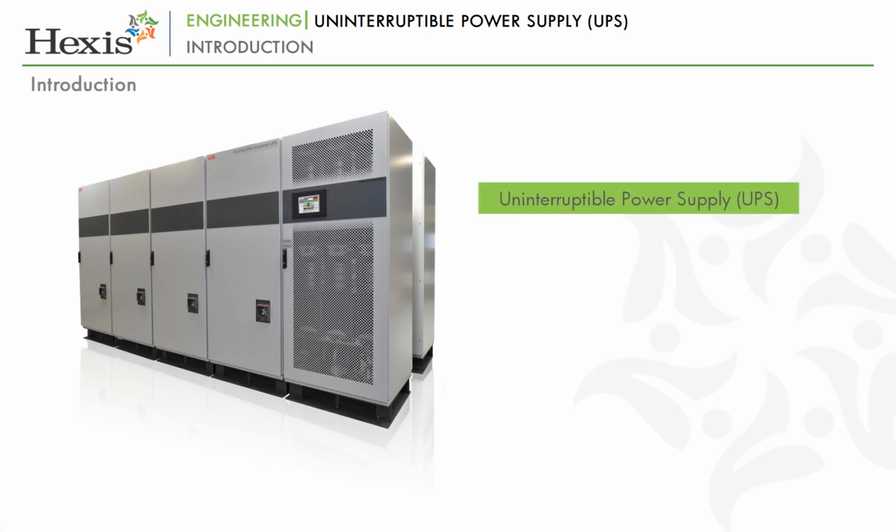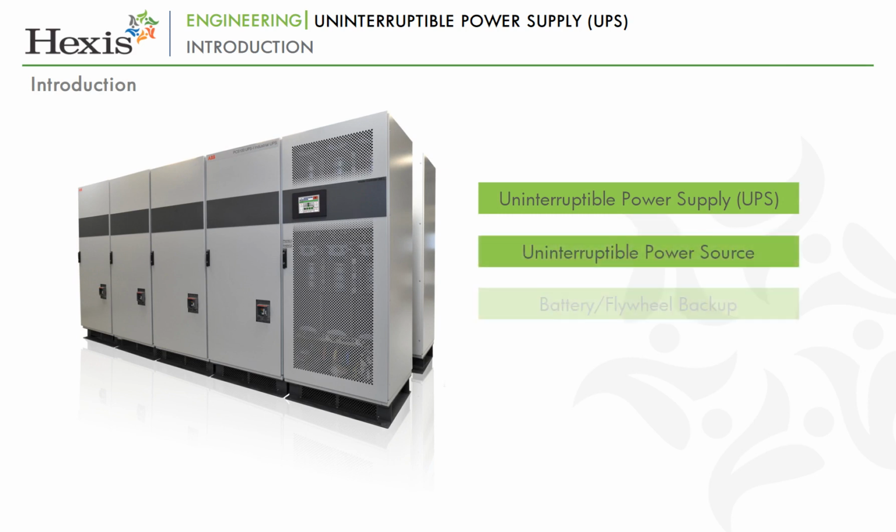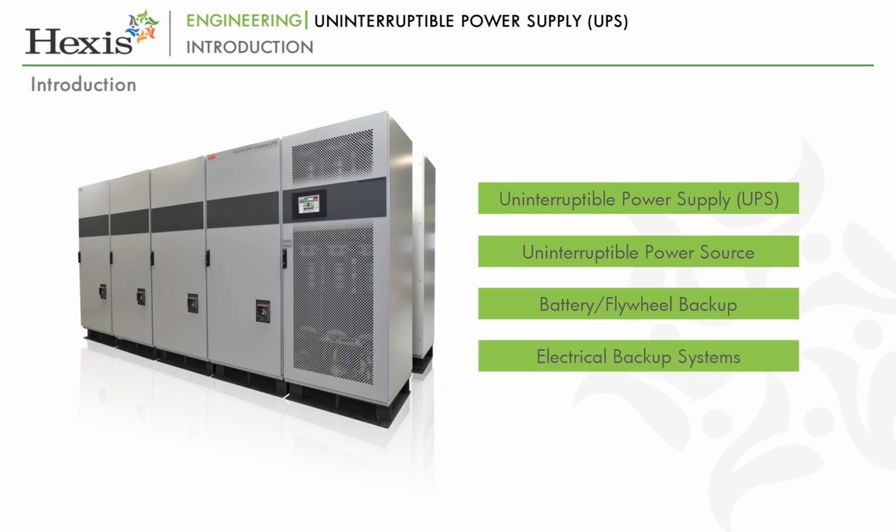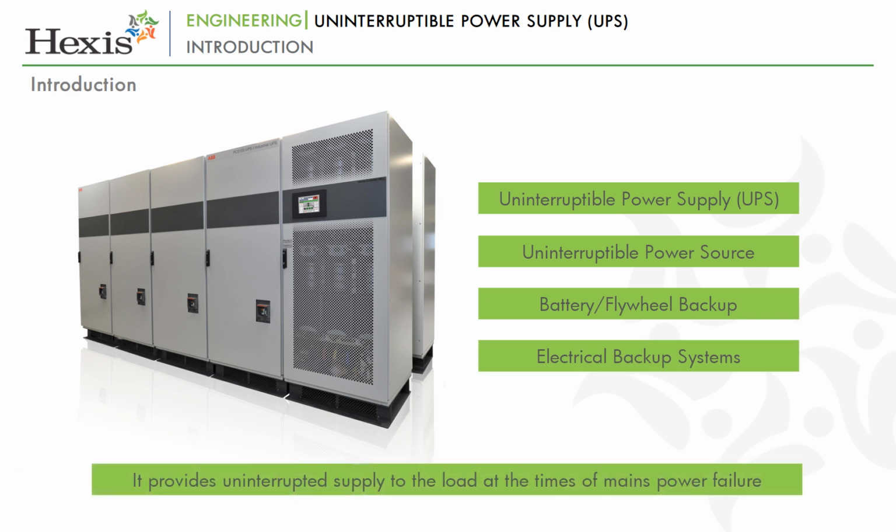Uninterruptible power supply or uninterruptible power source, UPS, or battery or flywheel backup is also known as electrical backup systems. As the name suggests, a UPS or uninterruptible power supply is a system used to provide uninterrupted supply to the load at the times of mains power failure.